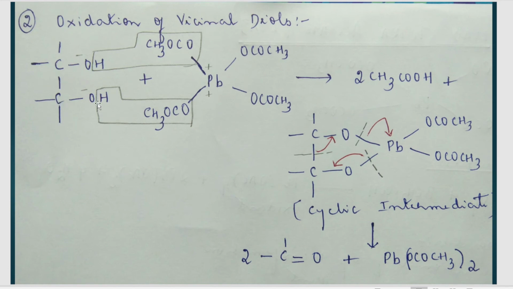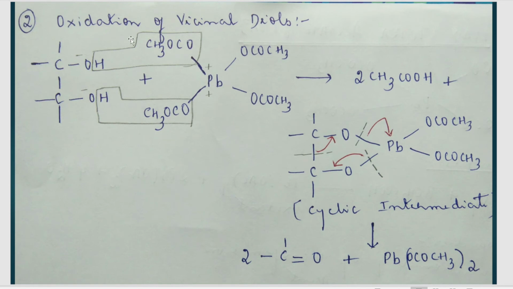Here what happens to the diol molecule? Two hydrogens leave as H plus ions. Usually H will leave the molecule as H plus ion. Because of H going out as H plus, both these oxygens will get a negative charge. So Pb has two positive charges here, and both these oxygens have a negative charge on each of them. So there is a formation of a cyclic intermediate. You just have to connect this oxygen to this Pb and this oxygen to this Pb.